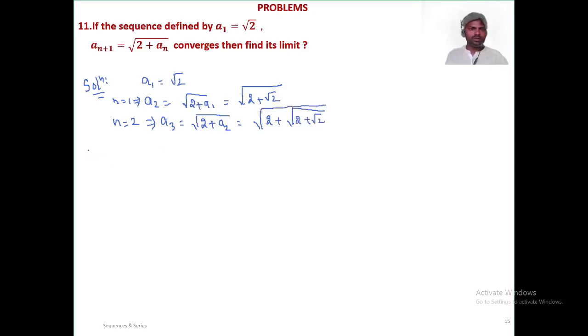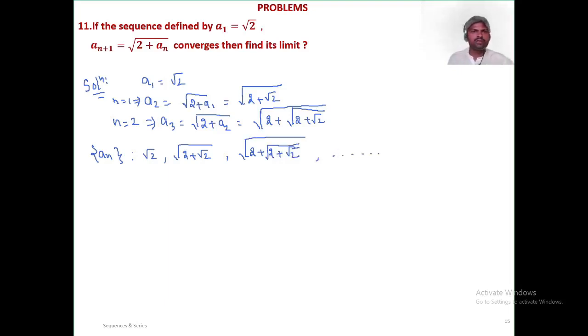So overall, the given sequence an will be root 2, square root over 2 plus root 2, comma, square root over 2 plus square root of 2 plus root 2, like this, and so on. So this is the given sequence. At what number does the sequence converge? It is already given in the question that if the sequence converges, then find its limit.